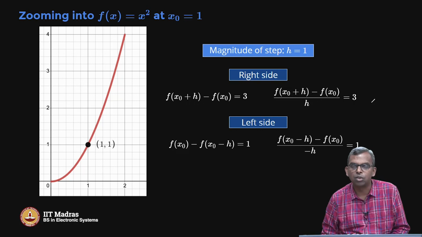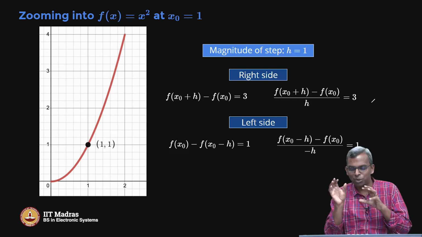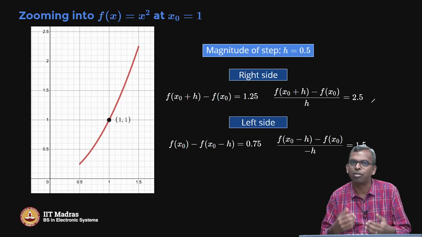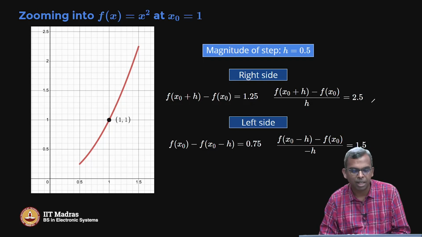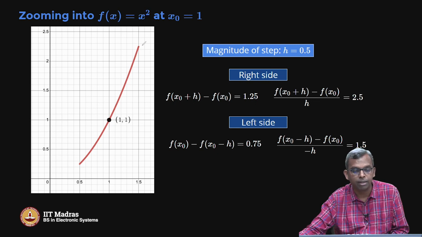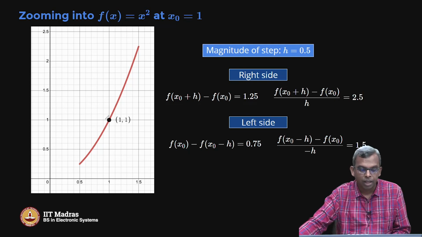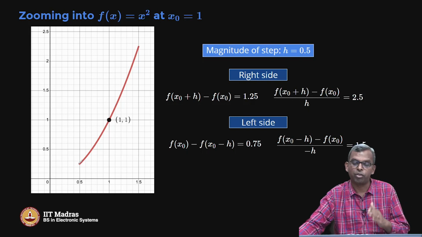Now let's zoom in more. What is the meaning of zooming in more? Take a shorter step, right? Reduce the step size. So I'm going to make the step size 0.5. It was 1 before, I'm making it 0.5. So notice this curve now. From 1, 1, I'm going to 0.5, 0.25, isn't it? And then 1.5, 2.25, right? That's the square of 1.5. So I go from 1, 1 to 1.5, 2.25 on the right side with a step of 0.5, and go from 1, 1 to 0.5, 0.25 on the left side with a step of 0.5.